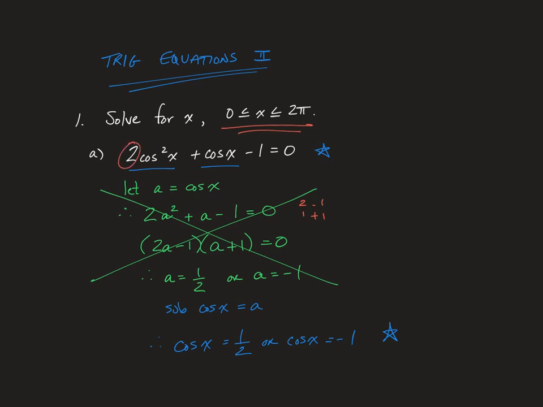I need two numbers that multiply to give 2. I need two numbers that multiply to give 1. And I need a positive 1 as my sum. So if I have a positive 2 and a negative 1, I can factor. And so I can then factor that into a binomial times a binomial.